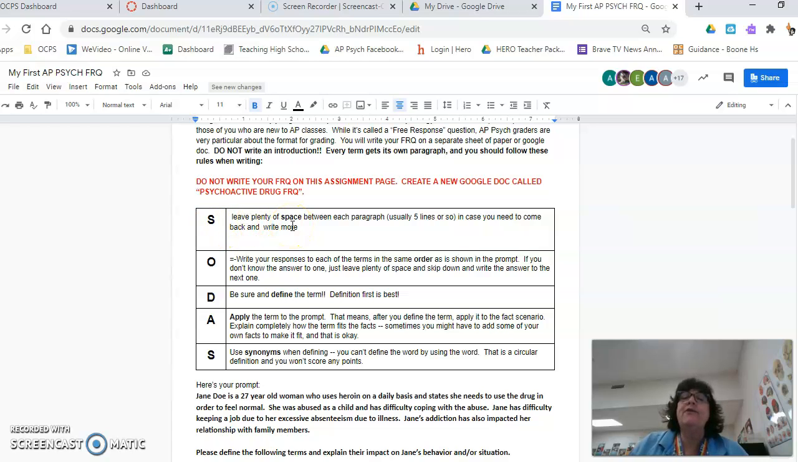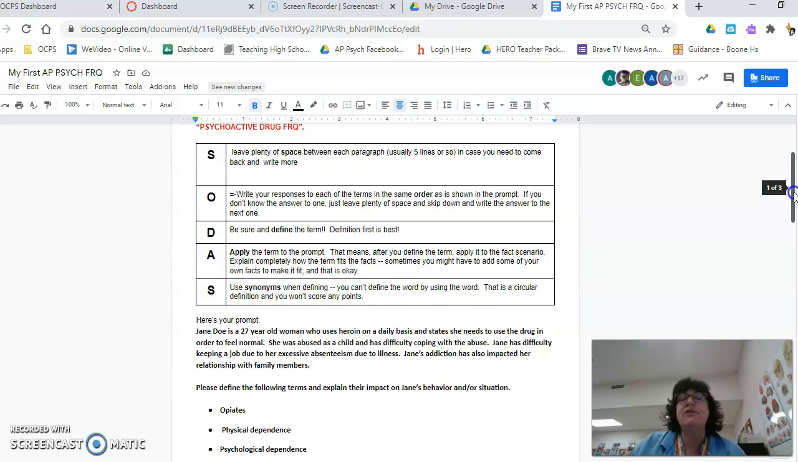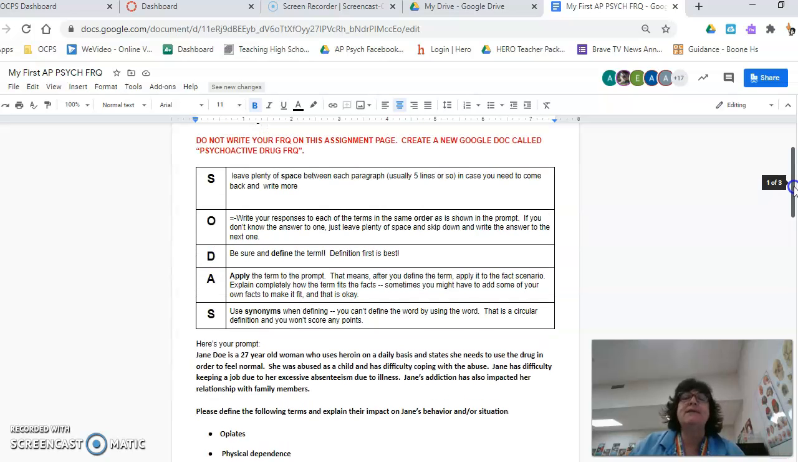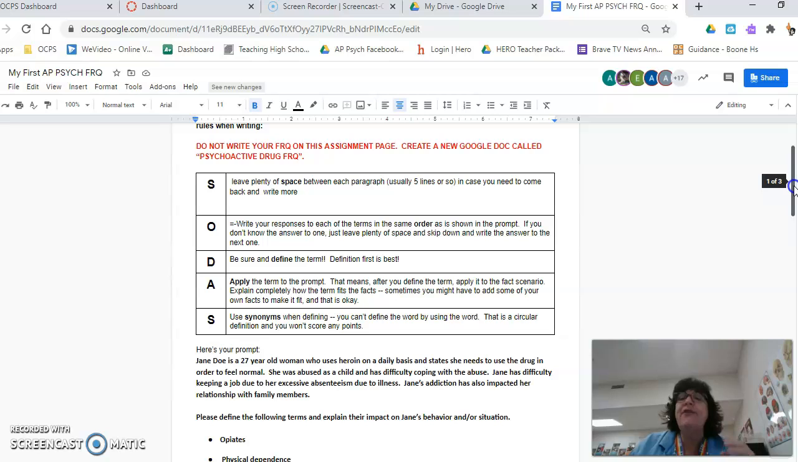When you write your FRQ, you want to make sure that you leave plenty of space between each paragraph. Every word that's bulleted or lettered gets its own paragraph. On this one, you're going to do opiates, then physical dependence, and between them you should leave a chunk of space. When you handwrite it, we always say leave 5 lines. The purpose is so that you can go back and add to it. If you think of something that goes with opiates that you forgot, you still have room to go back up and add to it.